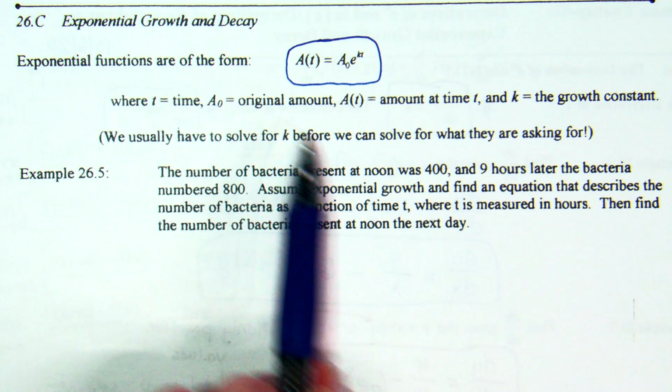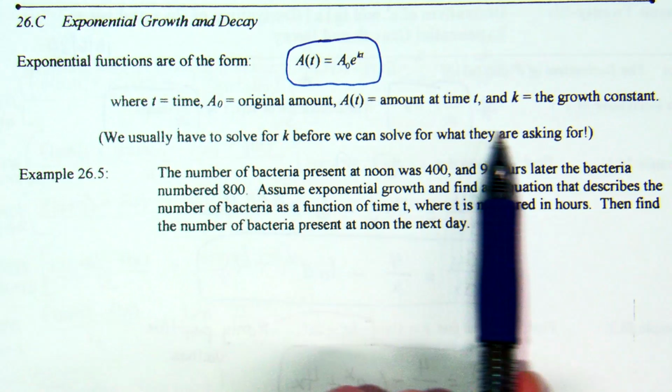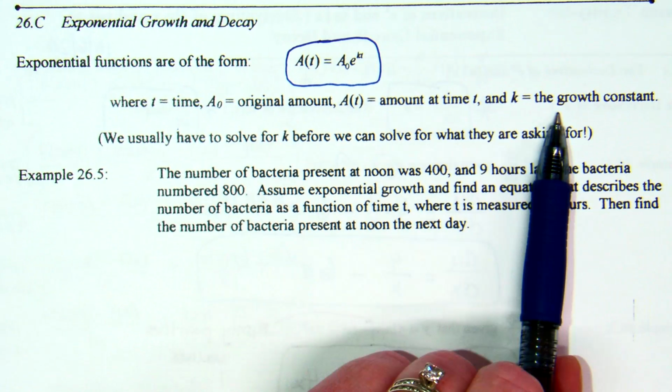A of t is just the amount at time t, so kind of like the overall total amount. And K is the growth constant. Okay, so K is going to vary from problem to problem, and usually you're going to start off by having to find K based on some other information. So, as it says right here, we usually have to solve for K before we can solve for what they are asking for. Okay, you ready?